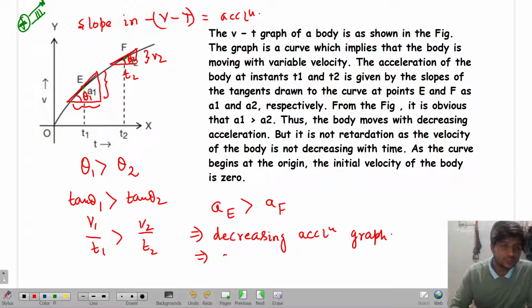But actually, what you see in the nature of the graph, zero velocity is over here. At t1 some extra velocity, at t2 some extra velocity, at t3 some extra velocity. So here velocity is increasing, although acceleration is decreasing. How is it possible? Can you tell me? The velocity is increasing, but the rate of change of velocity is decreasing. So what does this mean?